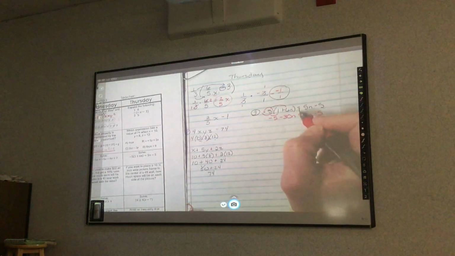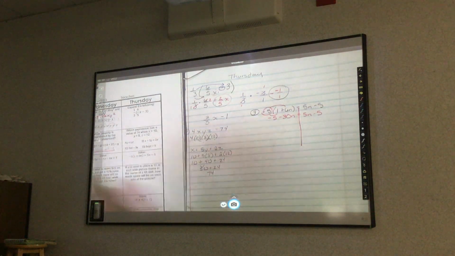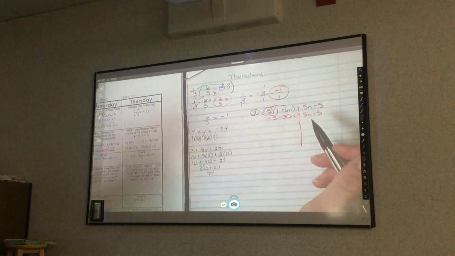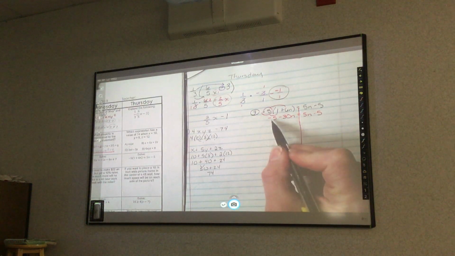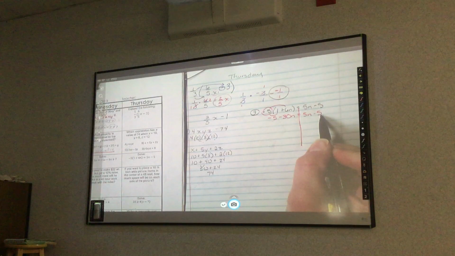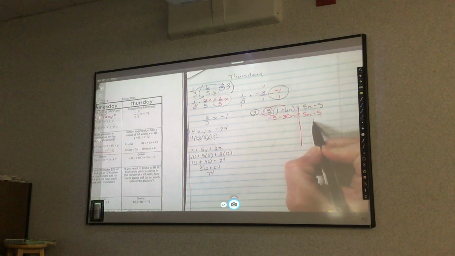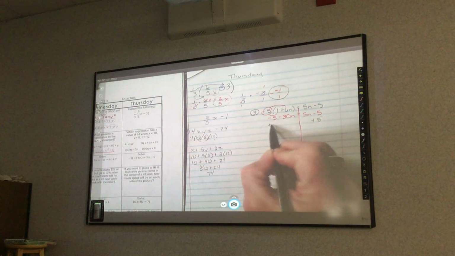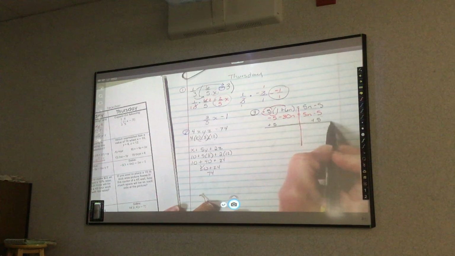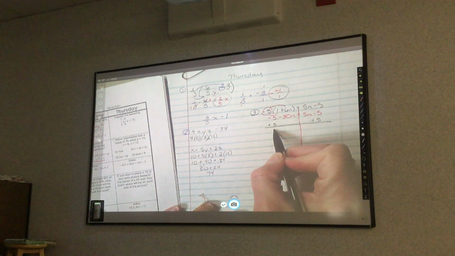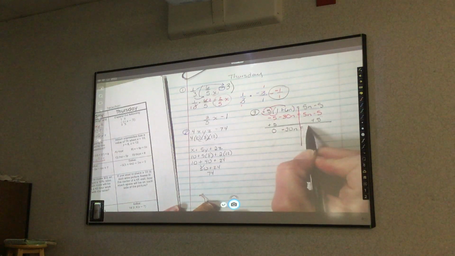Now I can draw my line. Now I can move stuff around. It doesn't really matter what I move. I'm going to, which one do you guys want to move? This 5 or this 5? This one? Yeah? Okay. So I'm going to add 5, right? So that a negative and a positive becomes a 0. So then I have minus 30n equals 5n.